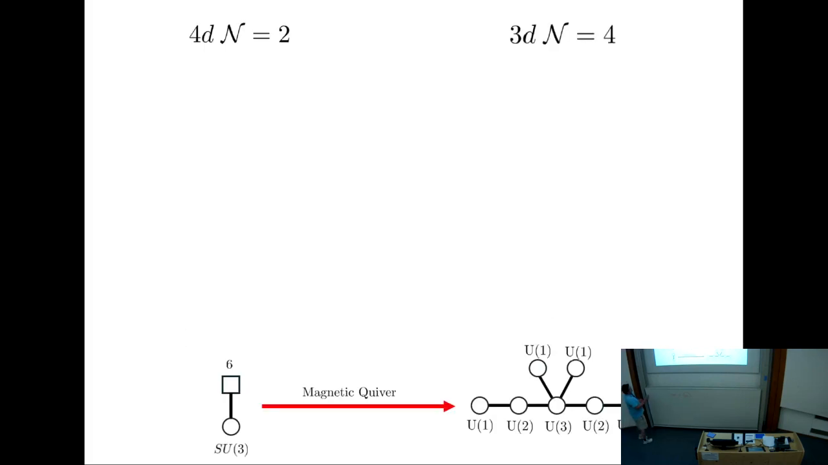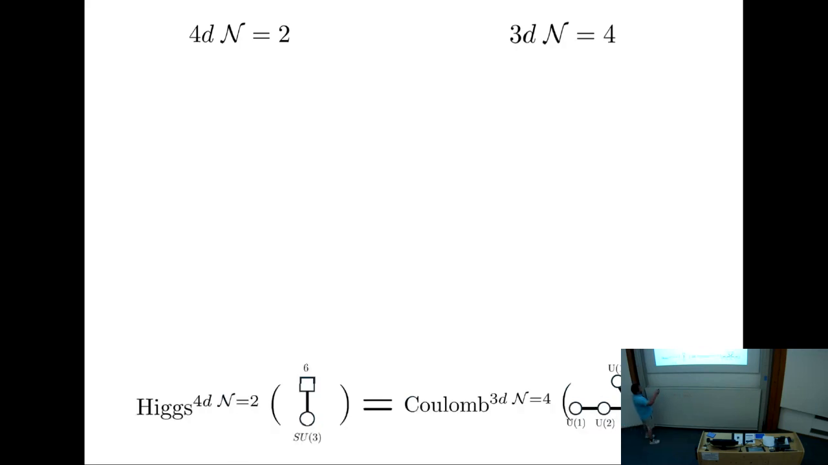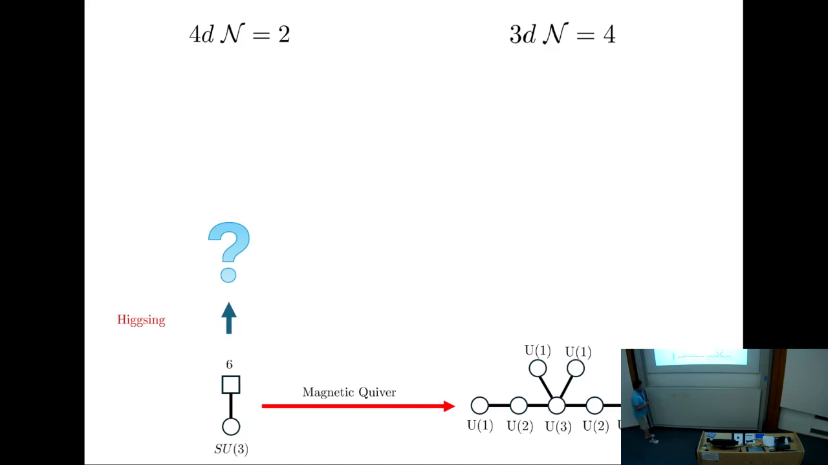So let's go back to our examples again. SU(3) with 6 flavors: the magnetic quiver is given by this quiver gauge theory, a bunch of unitary gauge groups connected. Just a recap, this means the Higgs branch of this 4D N=2 SCFT is the same as the Coulomb branch of this 3D N=4 magnetic quiver. This also means that now that I have the magnetic quiver, I know everything about the Higgs branch of this theory.